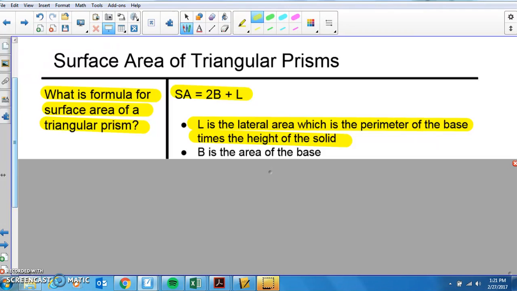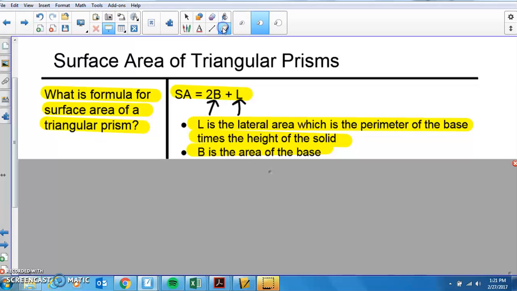So the lateral area is the perimeter of the base times the height of the solid. Okay? So with this component, the L, there are 2 things that you have to do. You have to find the perimeter of the base, adding up all the sides, then you multiply it times the height of the solid. That is just for that part right there. And we all know that the B, the uppercase B, is the area of the base. So you have multiple things going on with this formula.